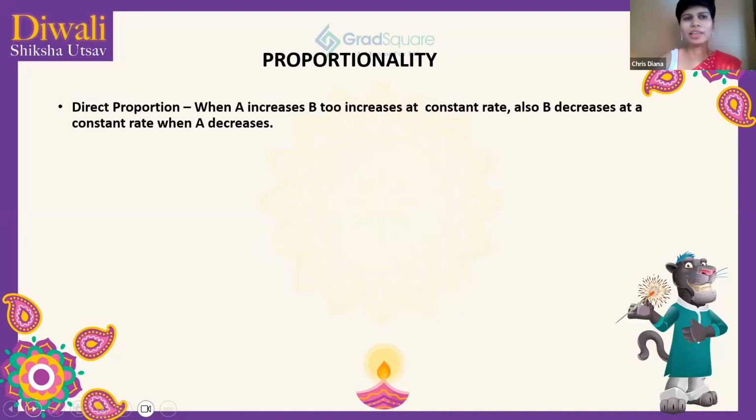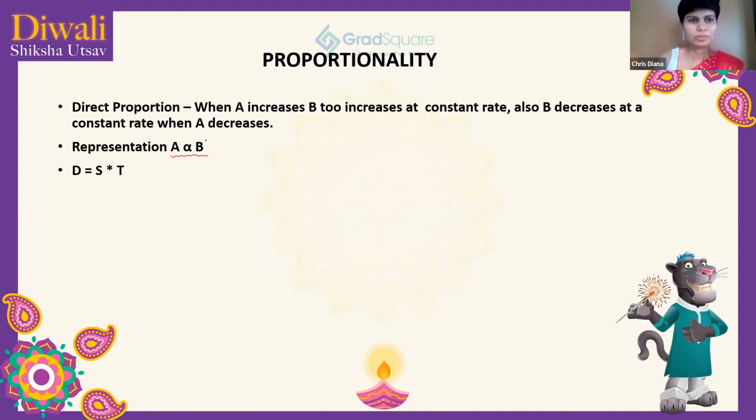Proportionality, you can take it of two types: direct proportion and inverse proportion. So what does direct proportion mean? See, when you have a particular value A, if it increases and B also increases at a constant rate, then I can say that A and B are in direct proportion. Also, when A decreases, B decreases at a constant rate. So how do we represent that? We use the expression: A is directly proportional to B.